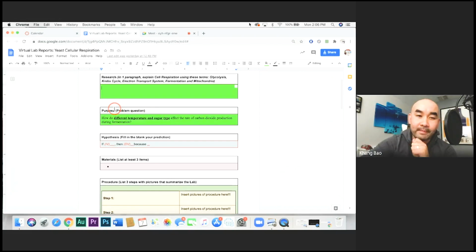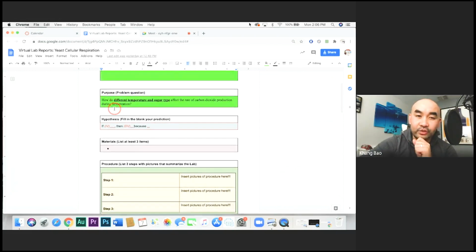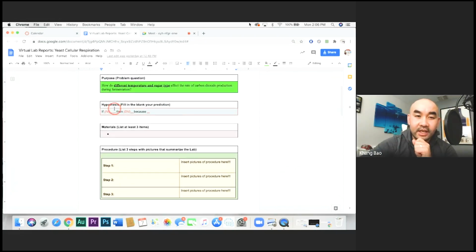All right, welcome back, everybody. After you do that research section, I need you to move on to the purpose. Every experiment, every investigation you do, always has to have a problem or a purpose. The problem or purpose in this experiment is: how do different temperature and sugar type affect the rate of carbon dioxide production during fermentation?